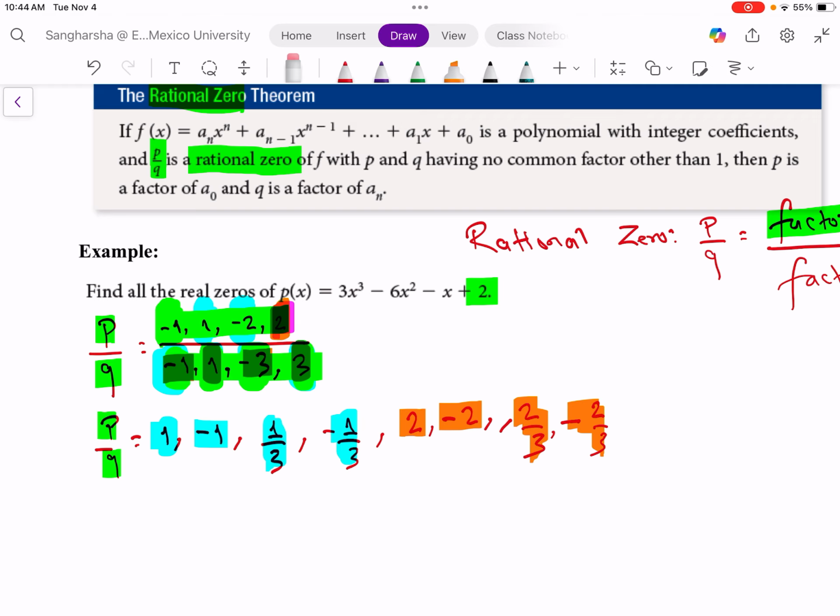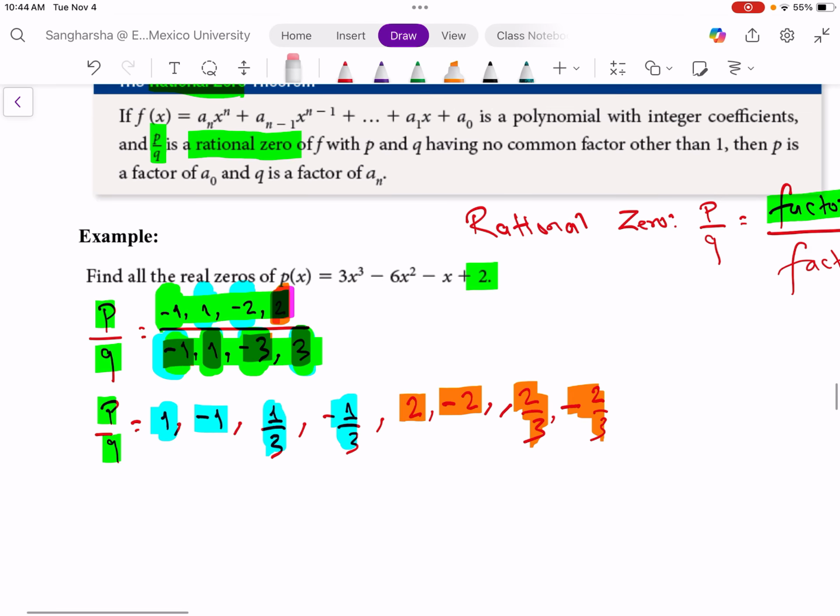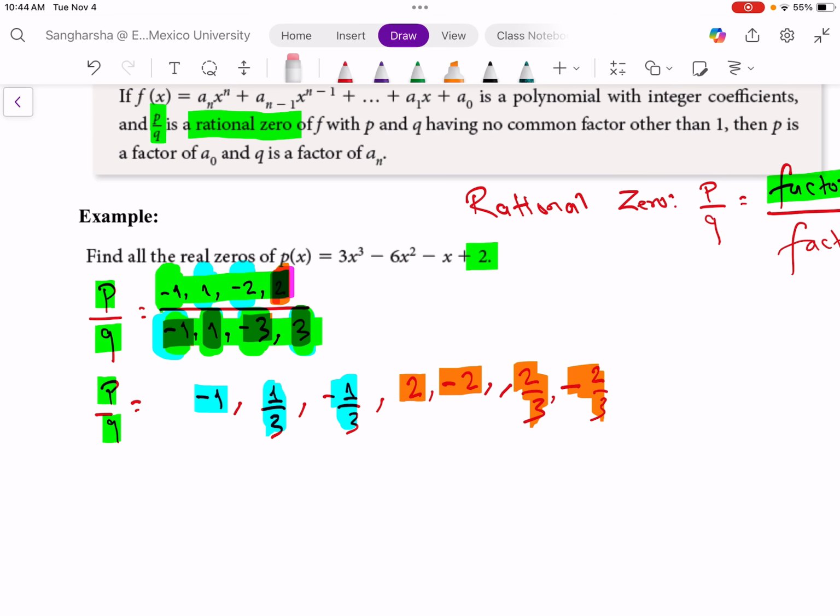So out of this number, there is at least one real zero. Okay, so we have this option here. These are the rational zeros. Now out of these, there is at least one real zero. Now it's going to be a hit and trial. We take each of these rational zeros, we replace every x by these rational zeros, and if the output is equal to 0, then that number is a real zero.